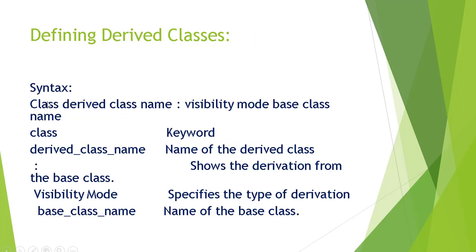The syntax for the derived class. Class is the keyword. Derived class name is the name of the derived class, and this colon shows the derivation from the base class. And the visibility mode, there are different visibility modes like private, public, protected. It will specify which type of derivation we are using here, and base class is the name of the base class. So this part is called the base class, and here we have got the derived class. So this derived class has been derived from this base class, and the visibility mode can be private, public, protected, and class is a keyword over here.